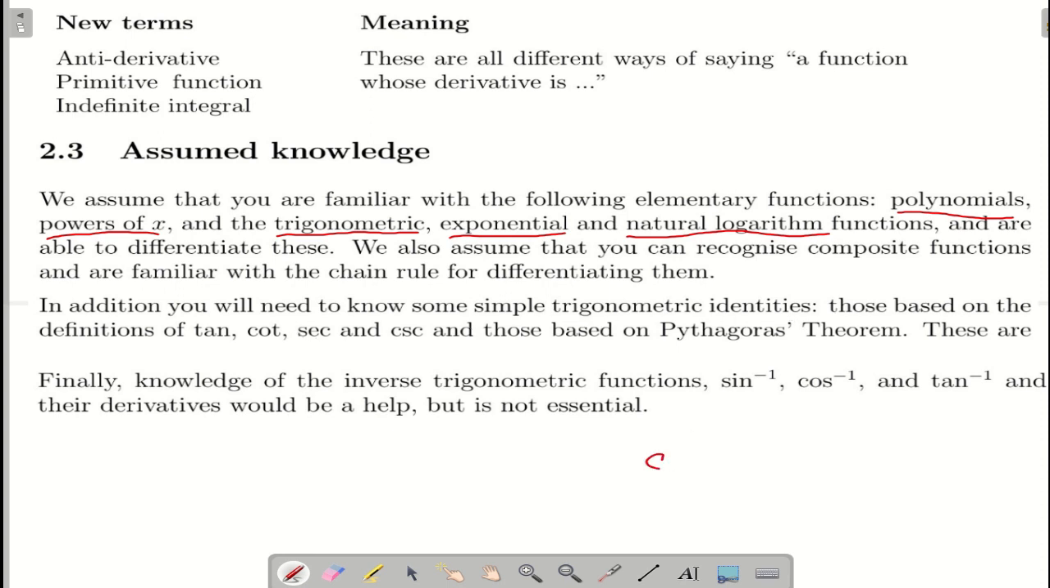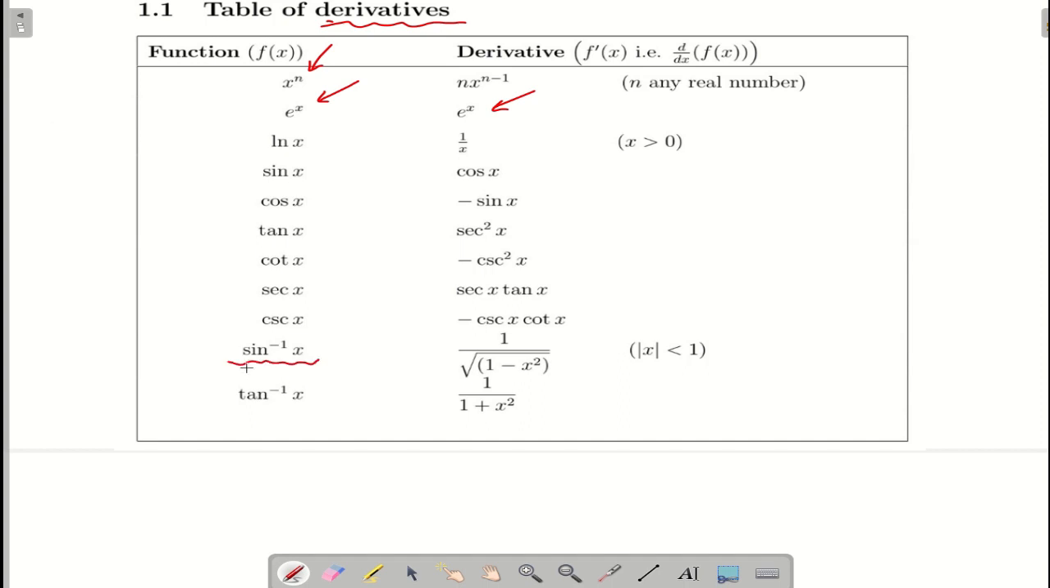For example, sine squared x plus cosine squared x is equal to 1, based on the definitions of tangent, cotangent, secant, cosecant, sine, and cosine, and also the Pythagorean theorem. Finally, knowledge of the inverse trigonometric functions, inverse sine x, inverse cosine x, or inverse tangent x, and their derivatives would be a help, but it is not essential. If we just refer to the table, the derivative of inverse sine x is equal to 1 over square root of 1 minus x squared, etc.